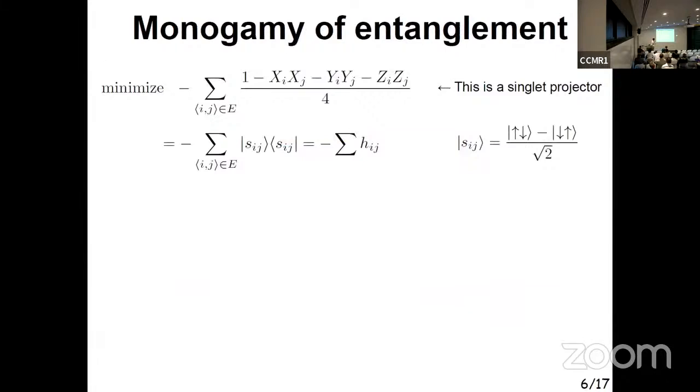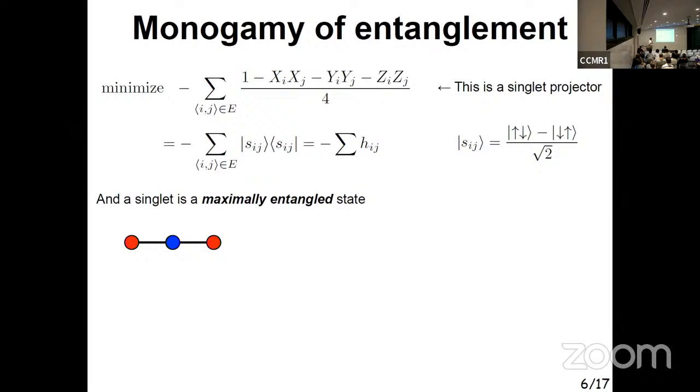This is something already explained, so I'm just going to quickly go through. If you look at the quantum max cut, again, we have this strange coefficient of 1/4 and 1, just to make the lowest and largest eigenvalues 0 and 1. That means this is actually a projector, a projector onto the singlet state. So we're just going to write the singlet projector as H_ij. And this singlet state is a maximally entangled state.